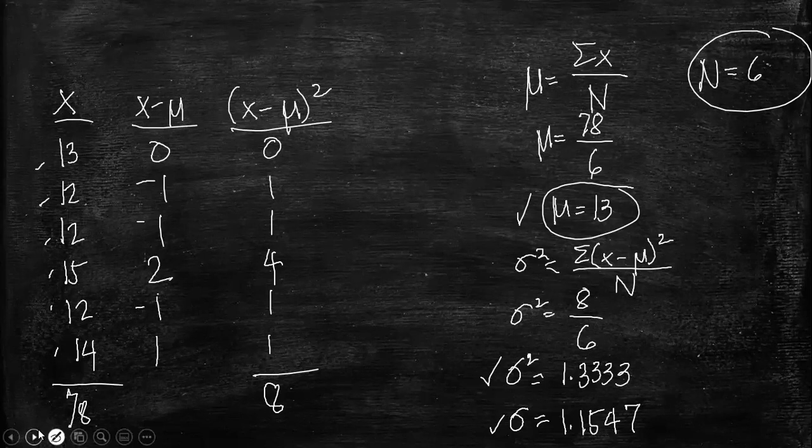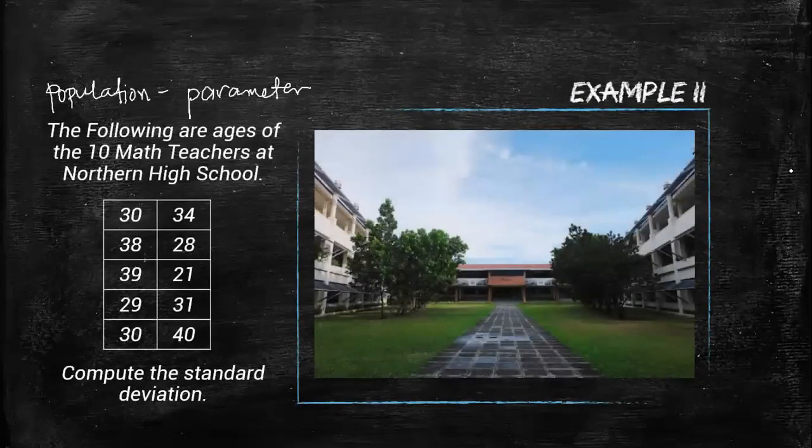3 set ito. Ito kasi nasa parameter pa lang tayo. Okay. O, katulad ng sinabi ko kanina, parameter ito dahil nga walang sinabi na sampling dyan. Okay. Sige, let me read first the problem. The following are ages of the 10 math teachers at Northern High School. So we have 30, 38, 39, 29, 30, 34, 28, 21, 31, and 40. So compute the standard deviation.